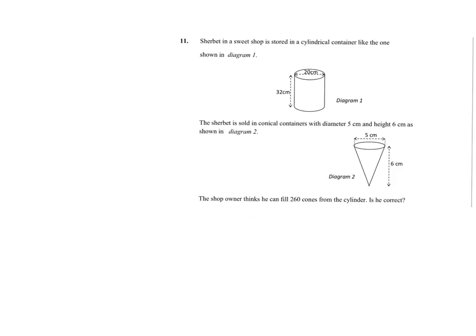So, what we'll do first of all is work out the volume of the cylinder. So it's pi r squared h. Diameter of the base is 20, so the radius is 10 centimetres. 10 squared, and the height is 32. That gives us 153.0.